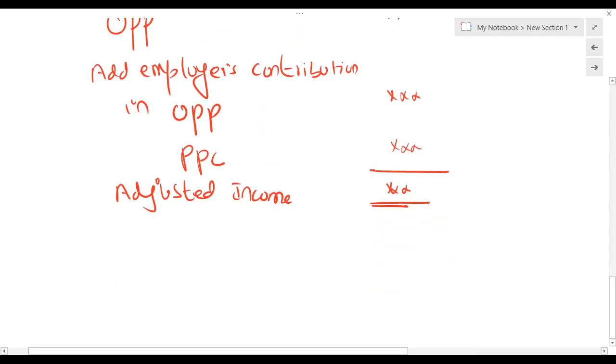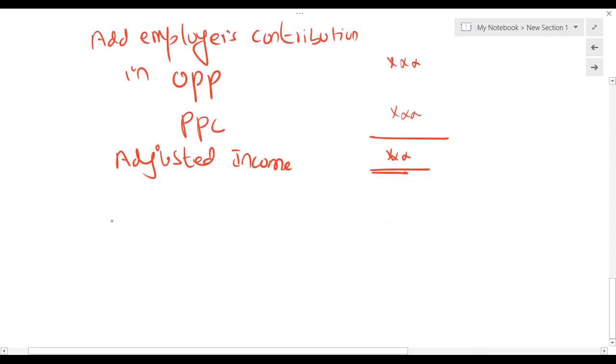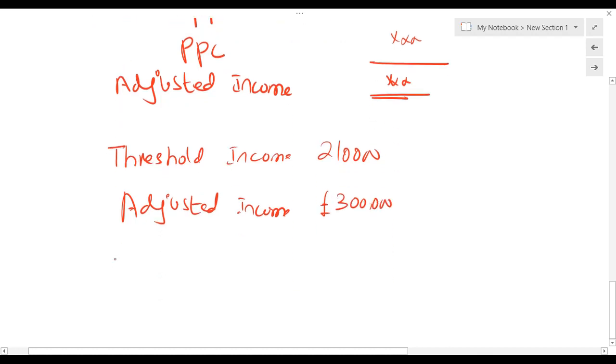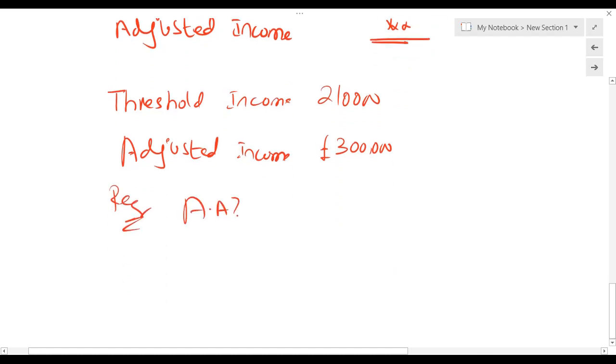How does it reduce? For example, let's say threshold income is 210,000 and adjusted income is, let's say, 300,000. So the requirement is to calculate the annual allowance limit. We need to calculate the annual allowance limit. How do we calculate? Look at this.